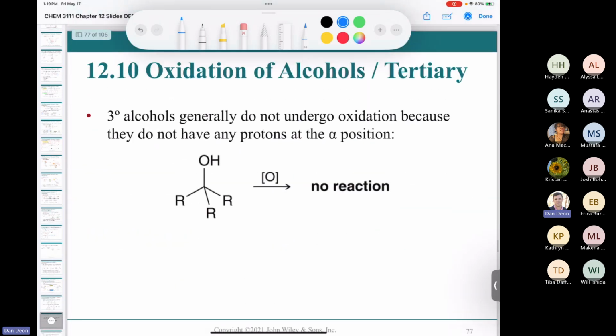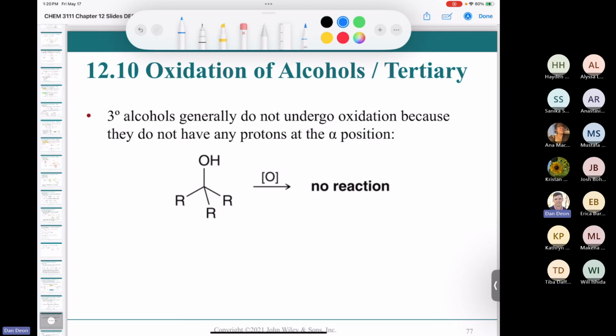Now, students love rules that there's no exceptions to. You guys want a rule where there's no exception in this universe, and that is a tertiary alcohol. It says here, if you try to oxidize a tertiary alcohol, nothing happens. Why? Because nothing happens.